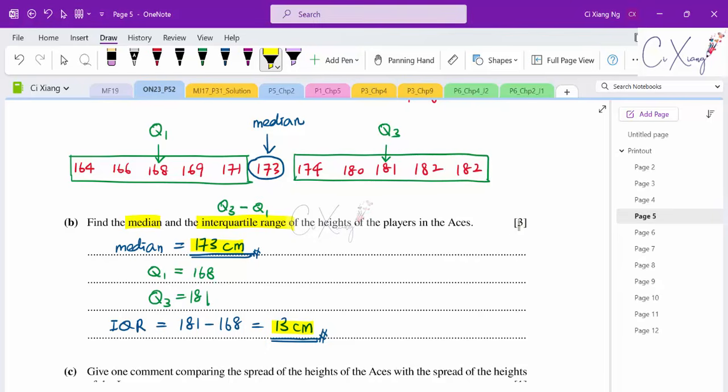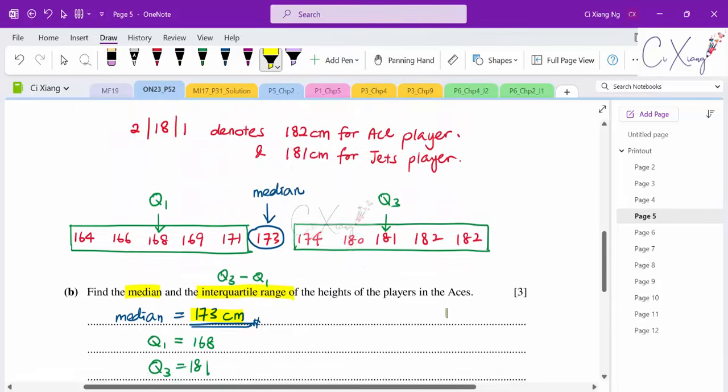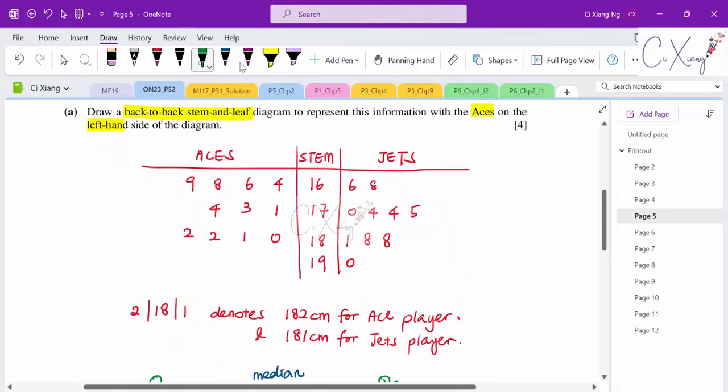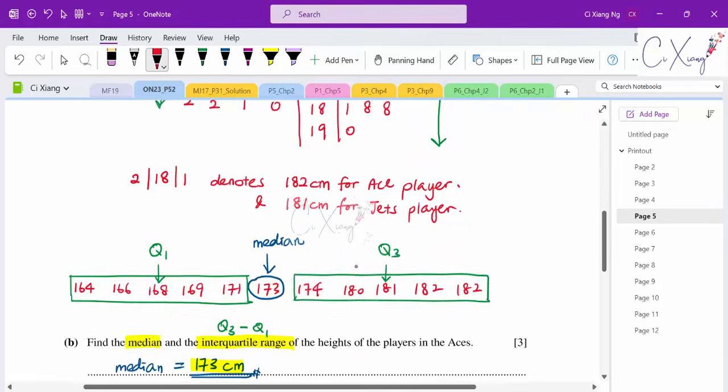All right, then let's have a look at part C. For part C, they want us to give one comment comparing the spread of the heights. To get the spread, basically we see how widely the data are spread. For Jets, you can see the data are spreading from 160 to 190 over. But for Ace, they are more focused, from 160 to 180 something. There's no 190 over. So the data from Jets are spread more widely compared with Ace. This is a conclusion that you can make.